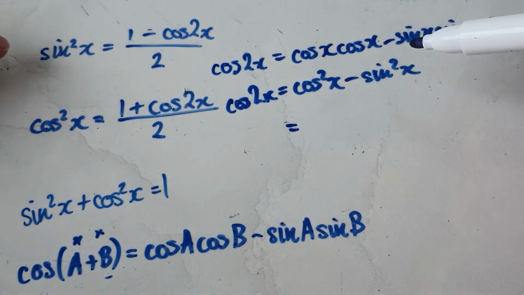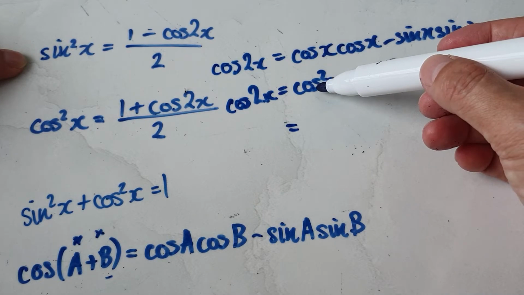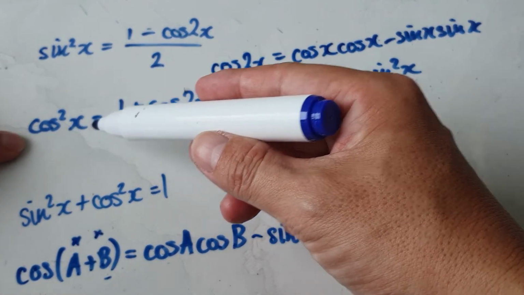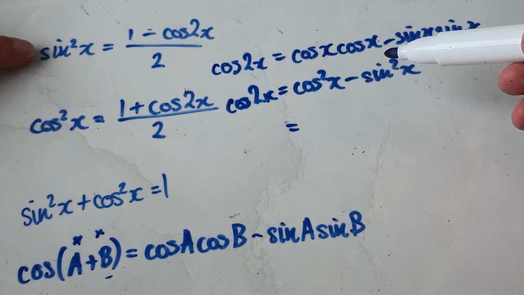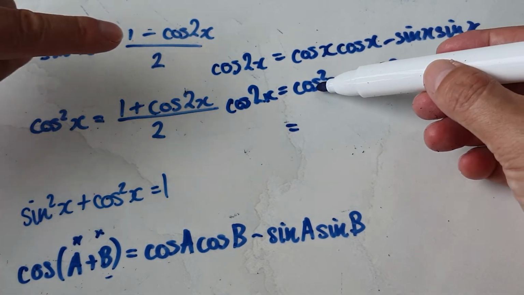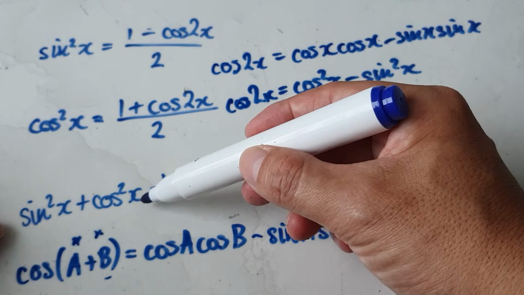So to understand where sine squared comes from, you eliminate the cos. To understand where the cos comes from, you eliminate the sine. So you'll see what I mean later. Hang on. We are trying to understand where sine squared comes from. So I'm going to eliminate the cos squared. I'm going to make use of this.